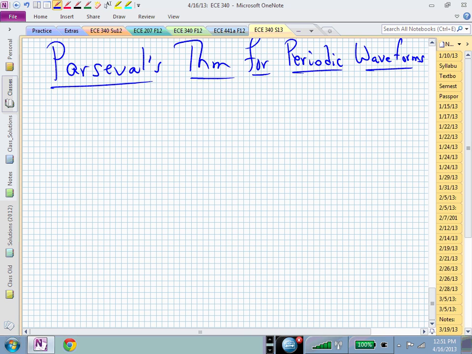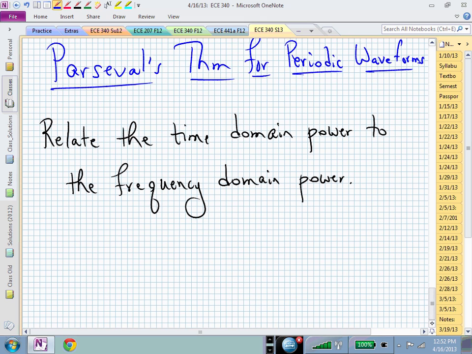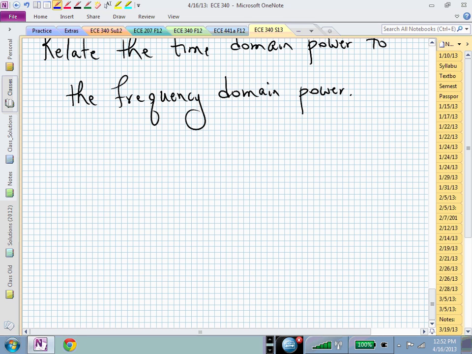What Parseval allows us to do is actually relate the two different domains. This is now going to allow us to relate the power in both the time domain and the frequency domain. So we're going to relate the time domain power to the frequency domain power.